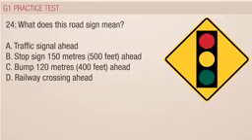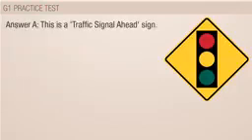Question 24. What does this road sign mean? A. Traffic signal ahead. B. Stop sign 150 meters (500 feet) ahead. C. Bump 120 meters (400 feet) ahead. D. Railway crossing ahead. Answer A. This is a traffic signal ahead sign.